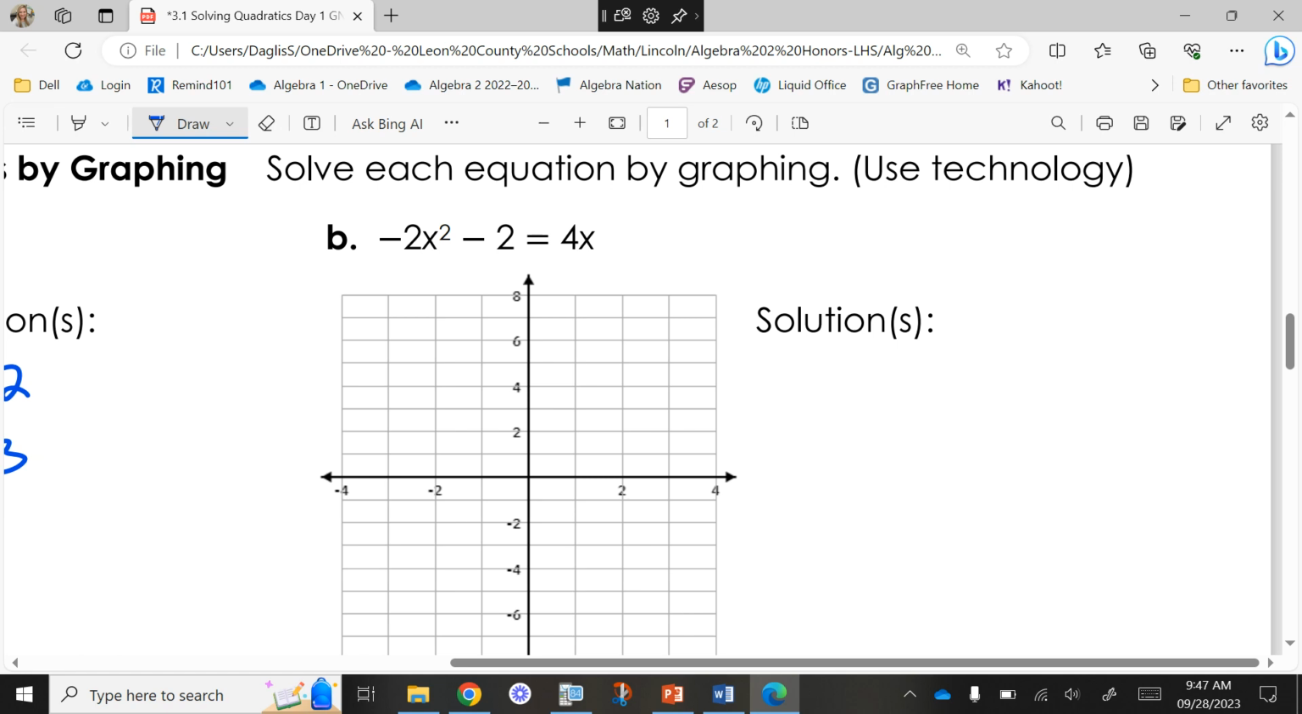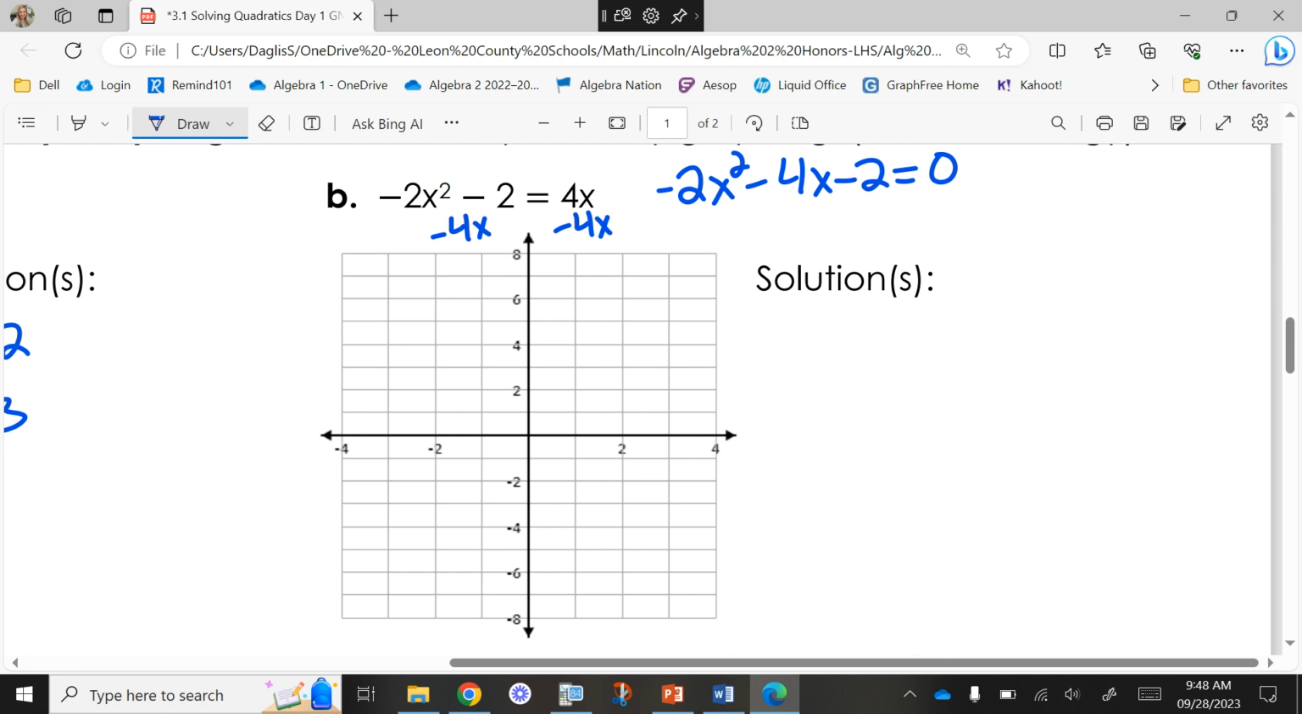What's special about this guy? It is not equal to 0. So what do we have to do to make it equal to 0? Minus my 4x. When I do that, where does it go? Is that my A, my B, or my C? It is your B. So it is -2x squared minus 4x minus 2 equals 0. My B term was misplaced. We have to move it back over. It has to be equal to 0 first. And now I can put that into our calculator.